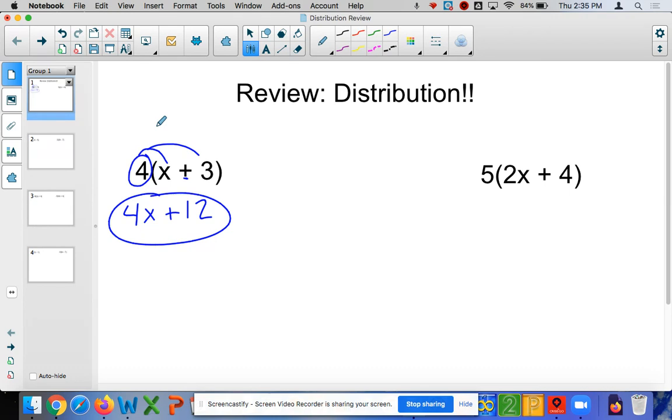5 times 2x plus 4. Once again, we take this 5, multiply it by both of these guys. 5 times 2x, multiply the numbers together. 5 times 2, that's 10, and we have an x. Now we have 5 times 4. That's a plus 20, because we have that plus sign there.